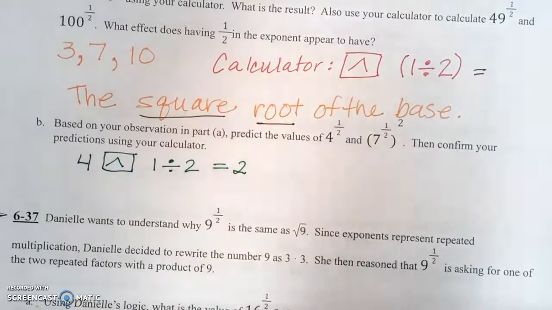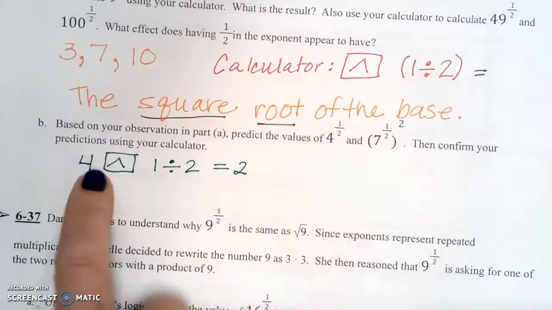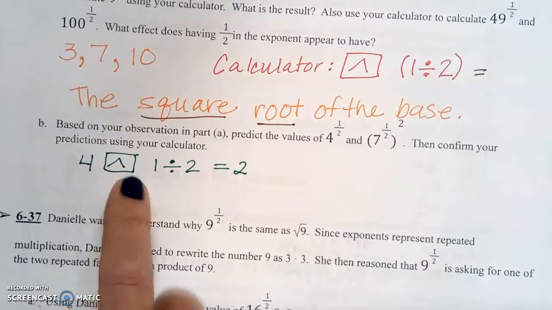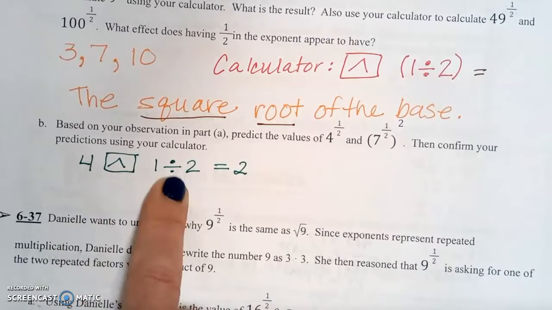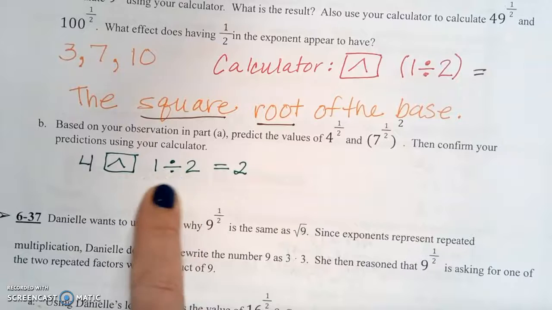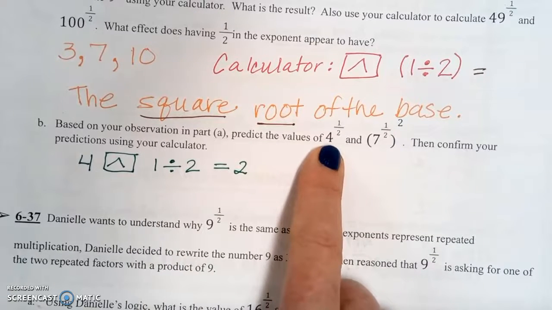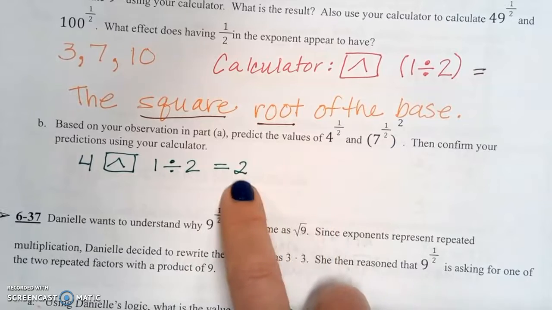Okay? Part B says, based on your observations in part A, predict the values of 4 to the 1/2. We're just doing that one right now. We're going to type it in the calculator. You would type in the base of 4, use the caret button, put the fractional exponent, hit equals. We take the square root of 4, which is 2.